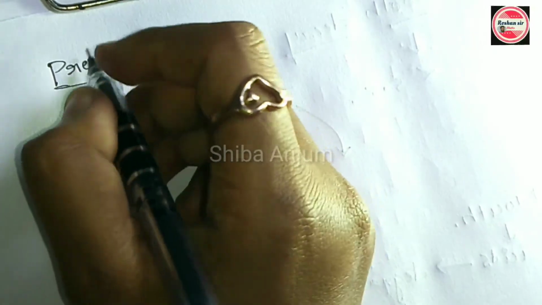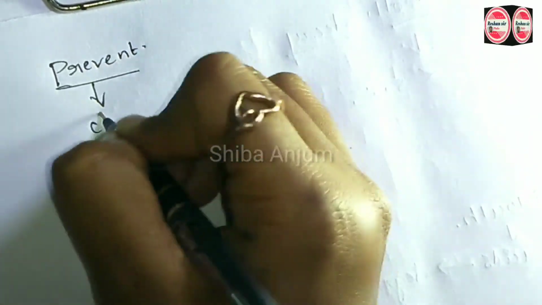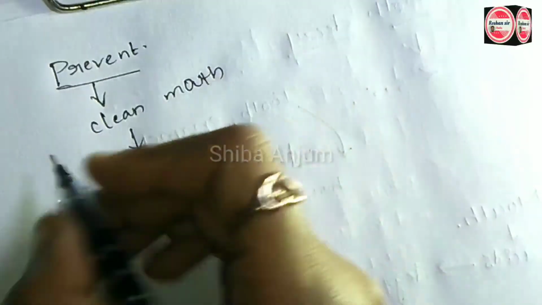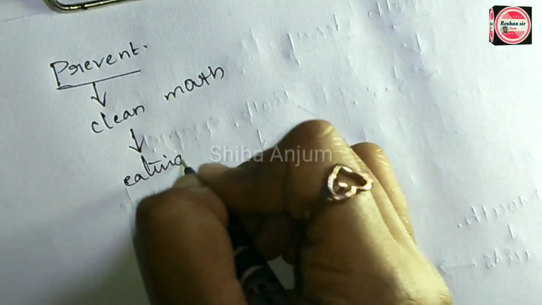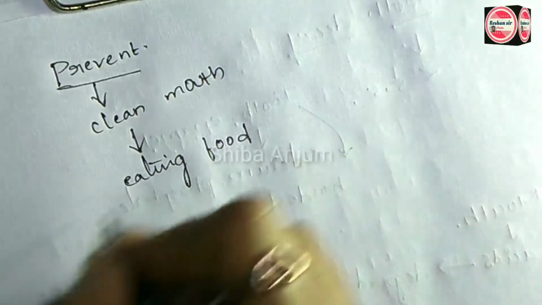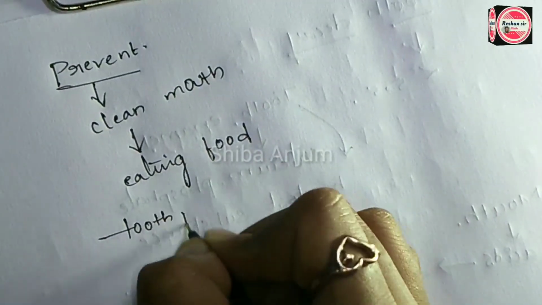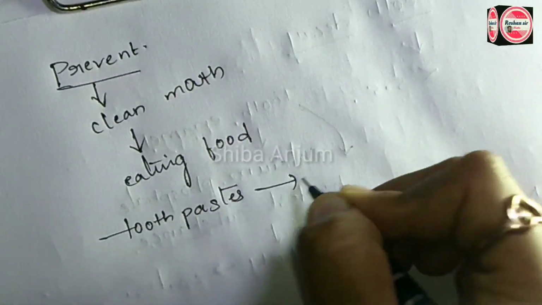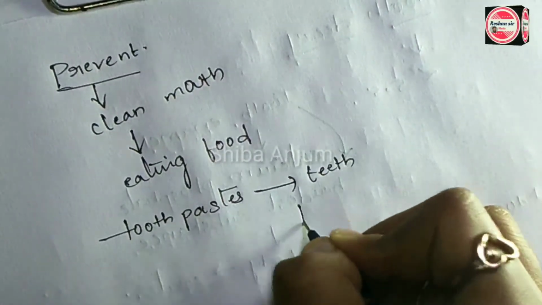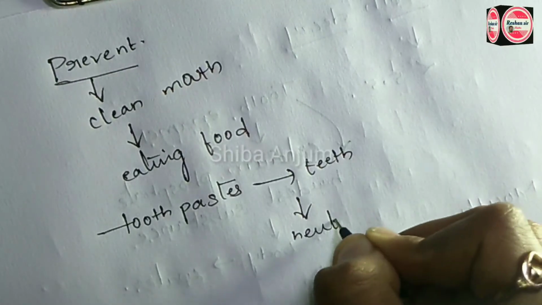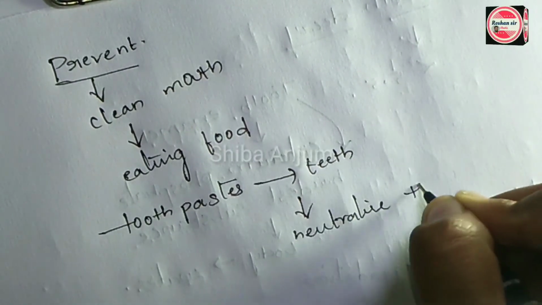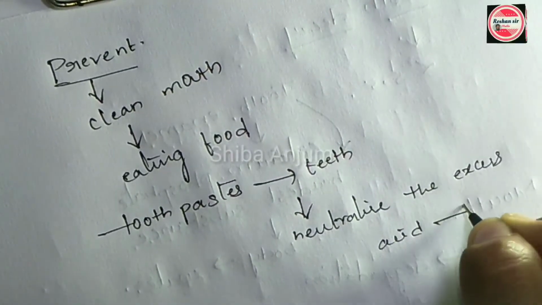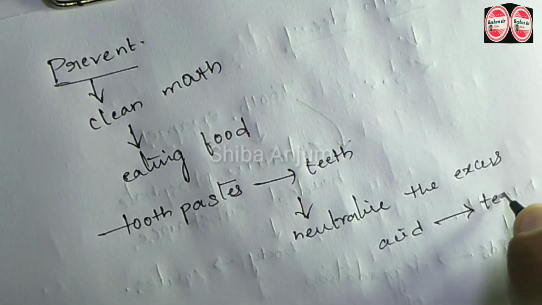The best way to prevent this is to clean the mouth after eating food using toothpaste, which is generally basic, for cleaning the teeth. This can neutralize the excess acid, and this prevents the teeth from decay.